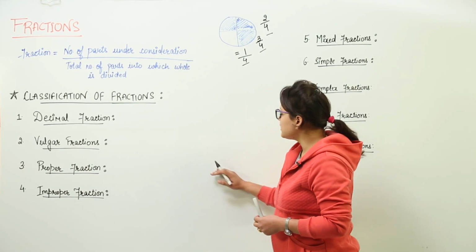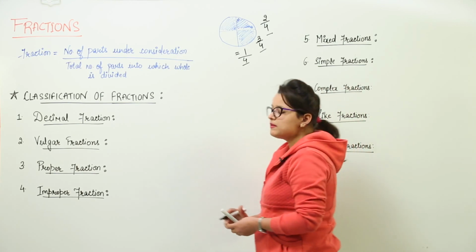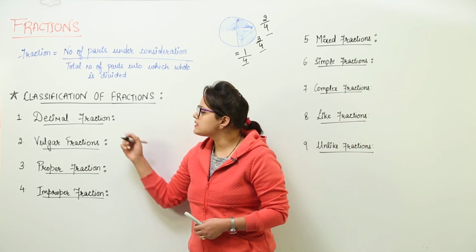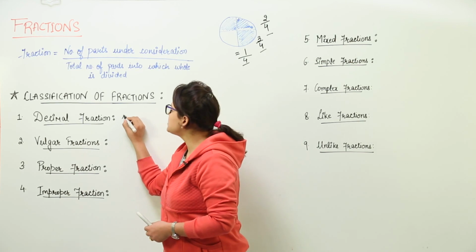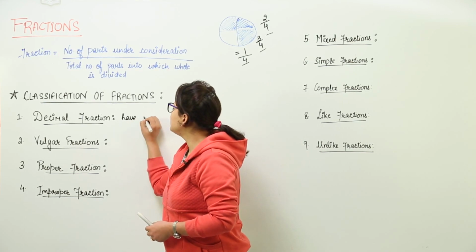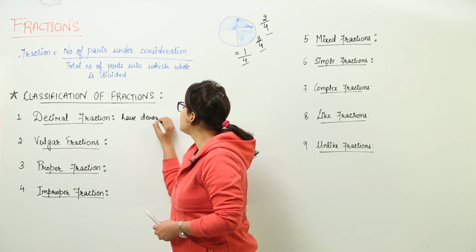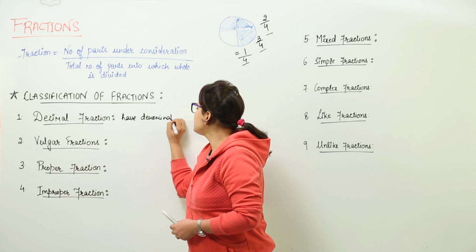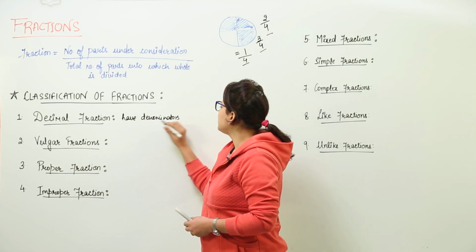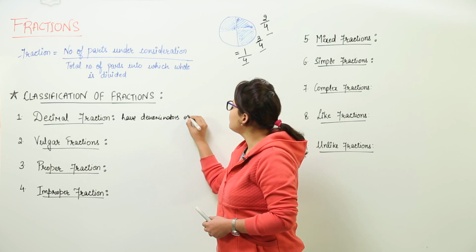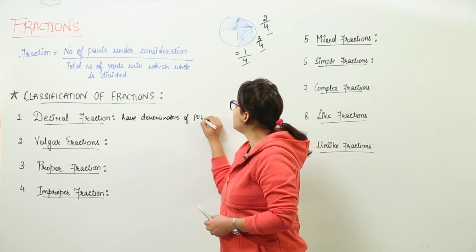See, I have classified them into 9 types. The first one is the decimal fraction. Decimal fractions have denominators as powers of 10. So, I will write they have denominators of powers of 10.